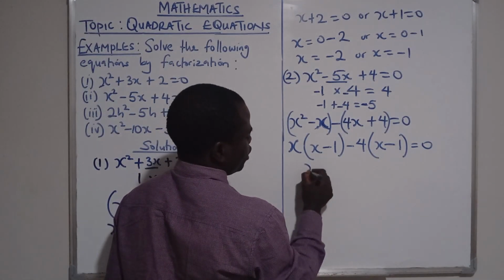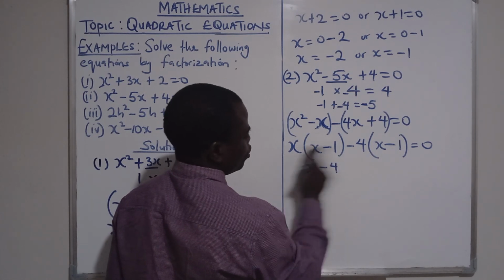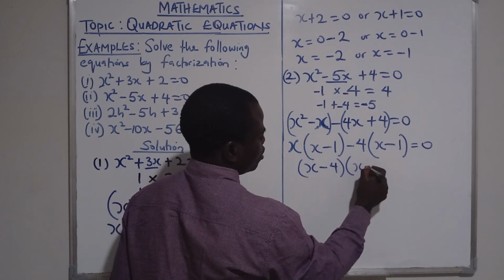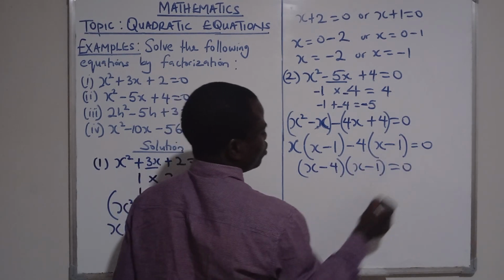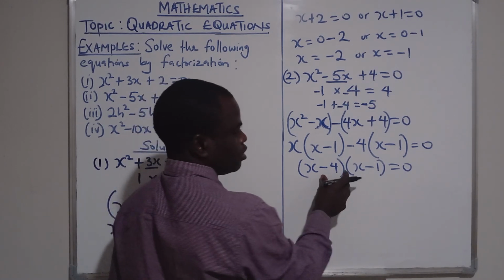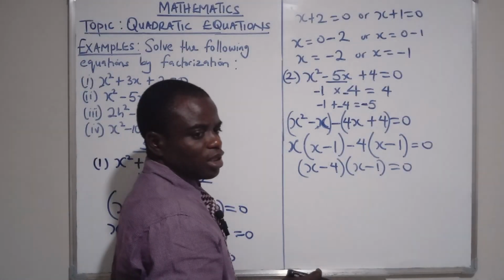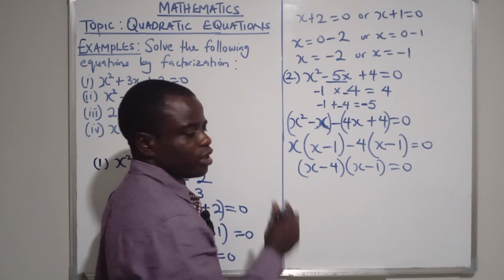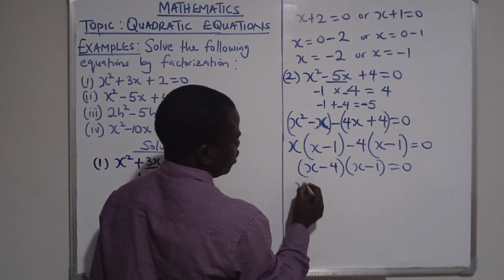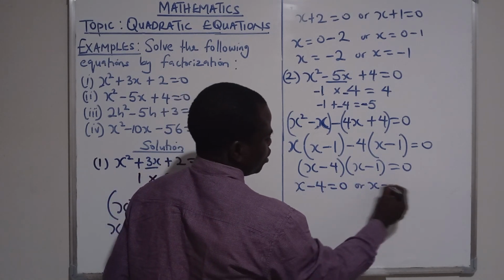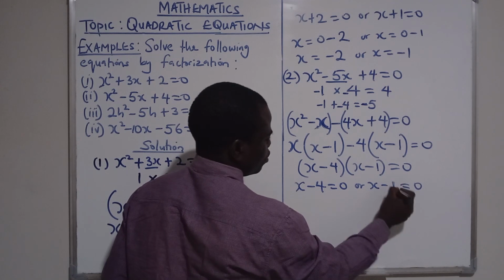Now we have x minus 1 in the bracket, and the one outside the bracket, you pick one out of these two: x minus 4, x minus 1 equals 0. When you are solving a problem like this and you don't have what's in the bracket to be the same, then there's a problem somewhere. Okay, now x minus 4 equal to 0, or x minus 1 equal to 0.